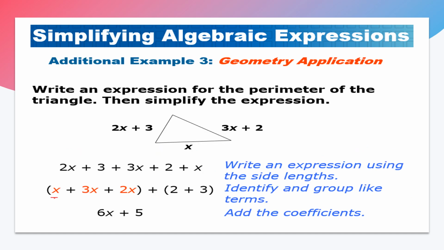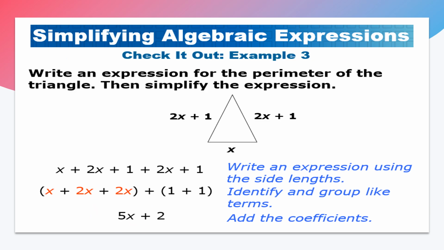Now let us apply what we learned about algebraic expressions using a geometry application. Write an expression for the perimeter of the triangle, then simplify the expression. One side of the triangle is 2x plus 3, another side is 3x plus 2, while the third side is x. So let's combine x plus 3x plus 2x, and then 2 plus 3. We add the coefficients. The perimeter of the triangle is 6x plus 5.